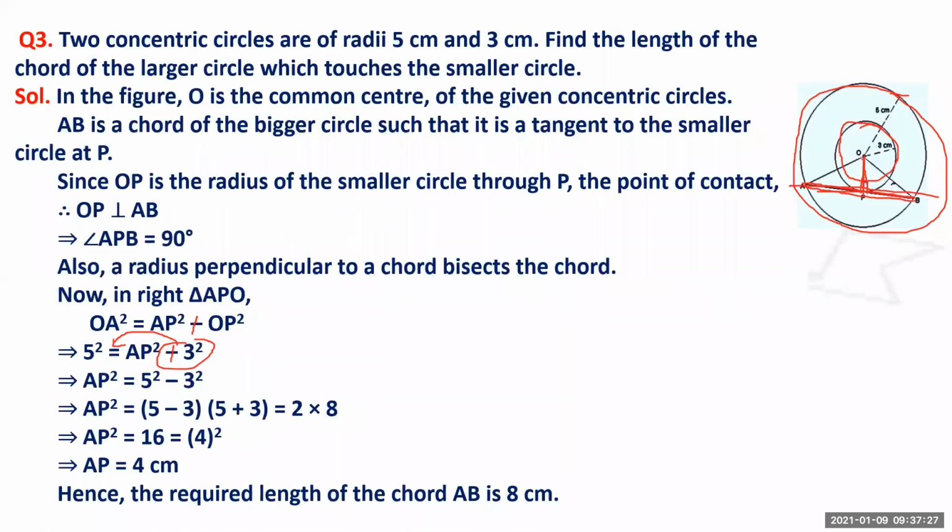We've got the value of AP, but we want the length of the chord. Now check, AP is half the value of this chord. Understand? AP is half the value of this chord. So this chord AB is going to be double of this, twice of this. So 2 into 4, that is 8 centimeters. Is this clear to all the students?